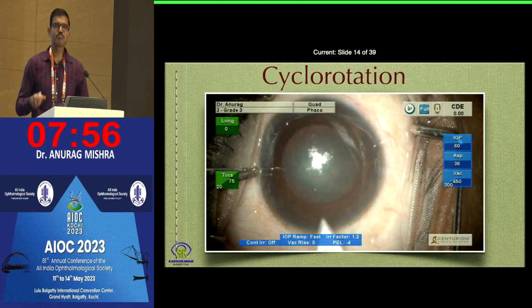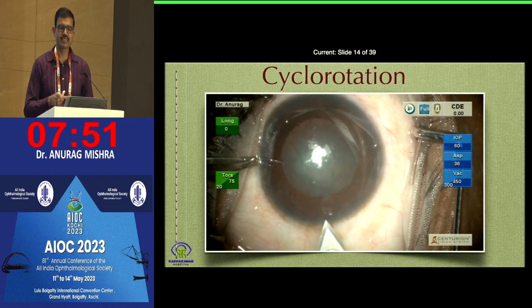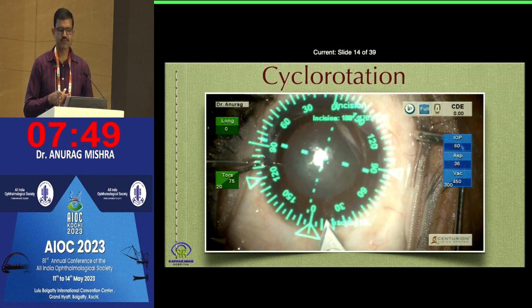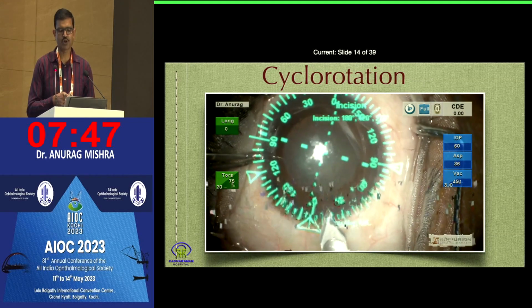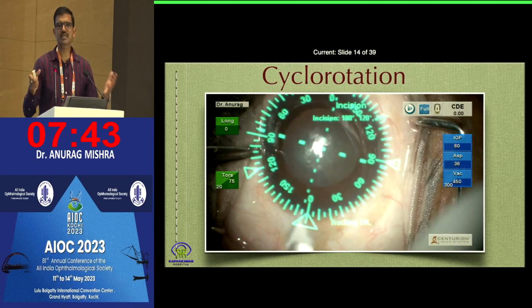This is where I say I partially agree. Now, you can say that I land bang on 180 degrees every time I incise, but when you switch on the image guidance, you can see that it's off axis by almost 20 degrees. With a 2.2 millimeter incision, it maybe doesn't matter much.